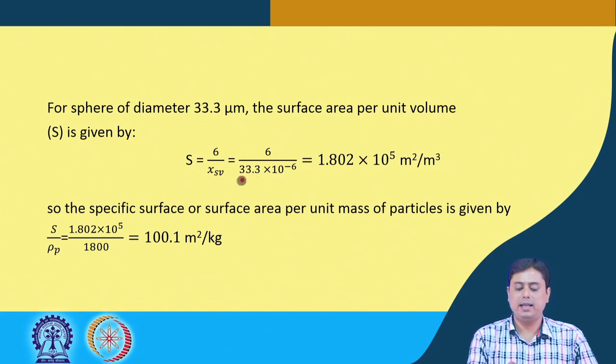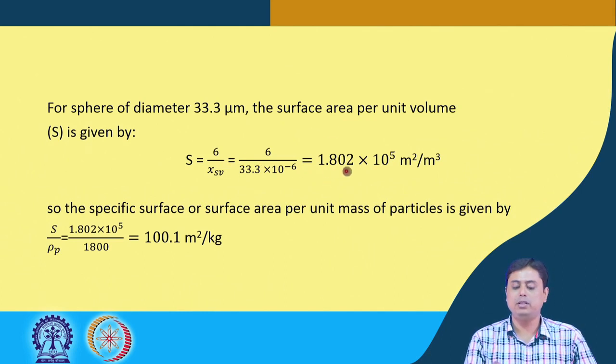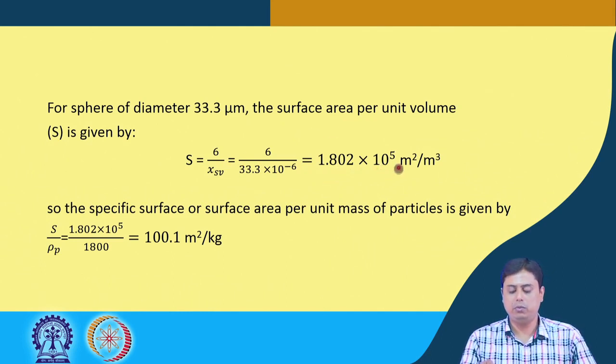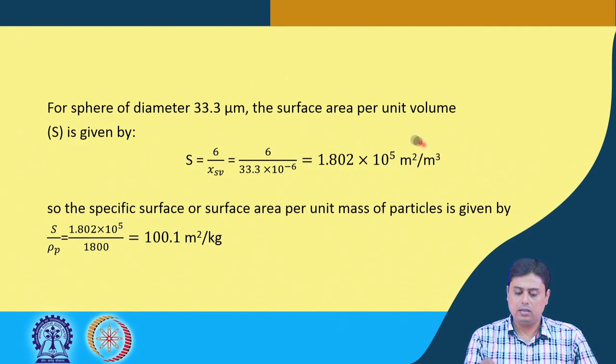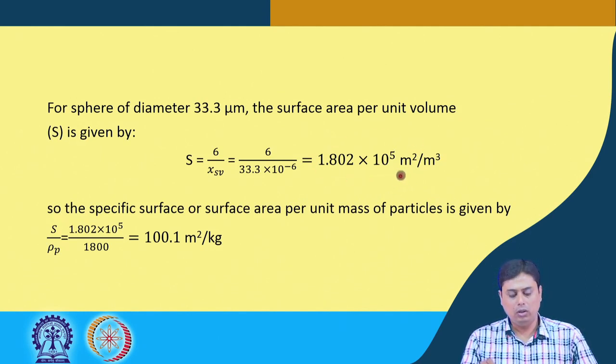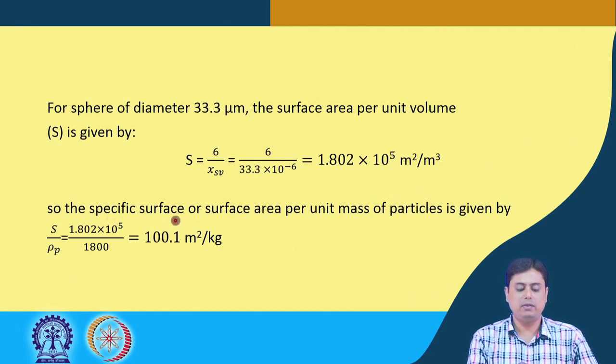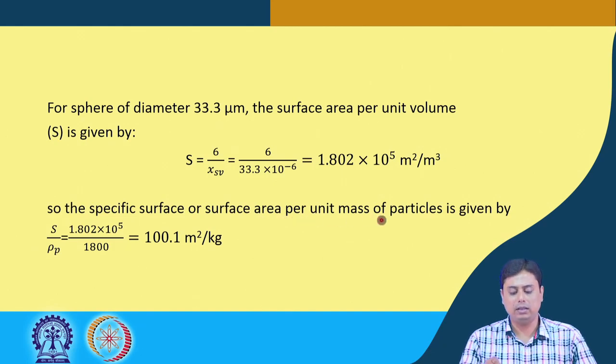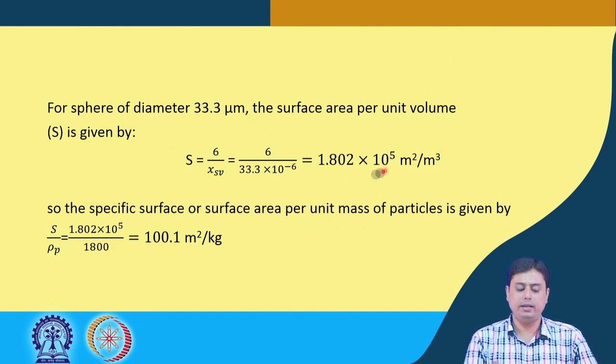So, we replace that expression here and we find out that the surface area per unit volume is 1.802 into 10 to the power 5 meter square per meter cube. This can be your answer. Also, one can write this expression in this form to write the specific surface or surface area per unit mass of the particle when it is further divided by the density of the particle, which is 1800, that is 100 meter square per kg. That gives the complete answer of this whole problem.